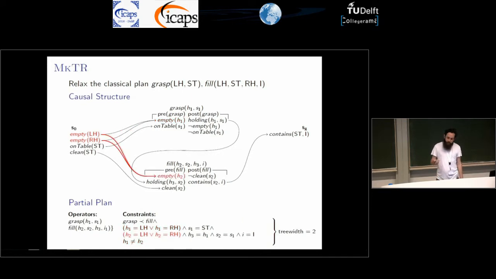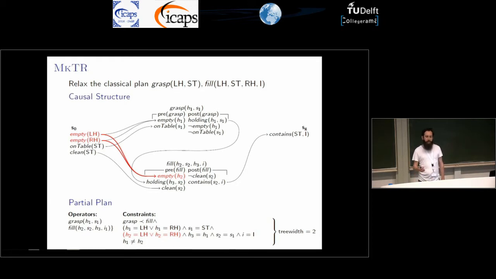So we can then do another one. The next step, we might relax this precondition, that h2 is empty. Again, before it was bound to the right hand, and now we're going to add in another option and say, well, it could also be bound to the left hand if we want. We then update the constraint formula again, and we compute the tree width, which in this case is 2.